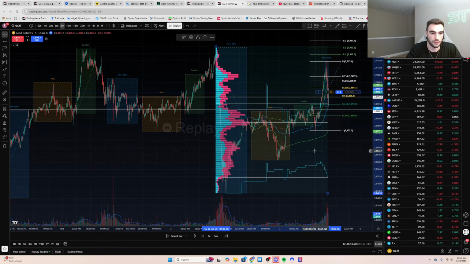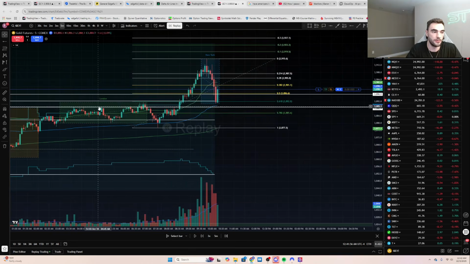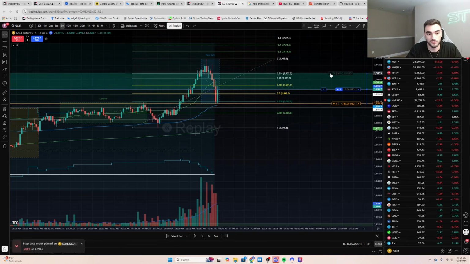Right at that value area high. So I've got my London highs in here. I've got my value area high. I also have my fib. I like to use fibs. Some people don't. If I take this trade off that candle close, I'm risking 7.8 points.